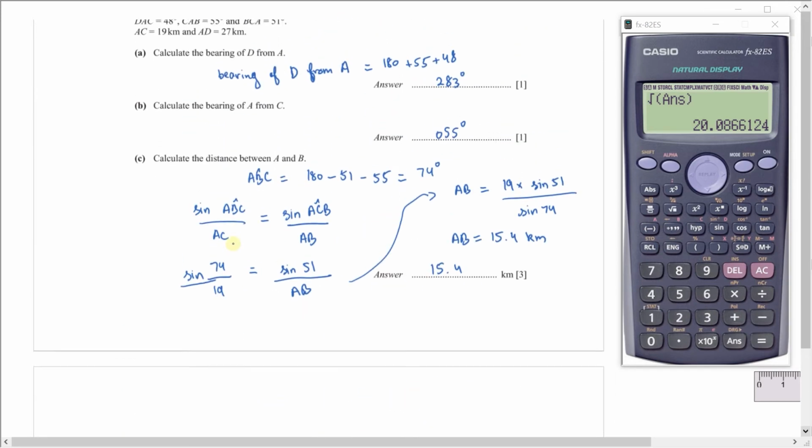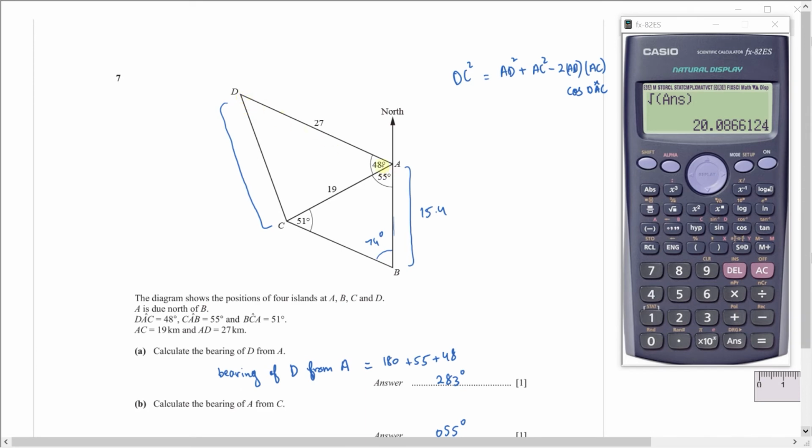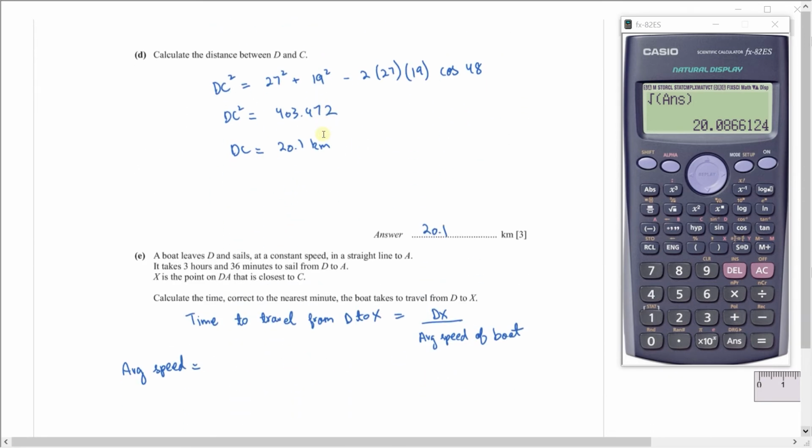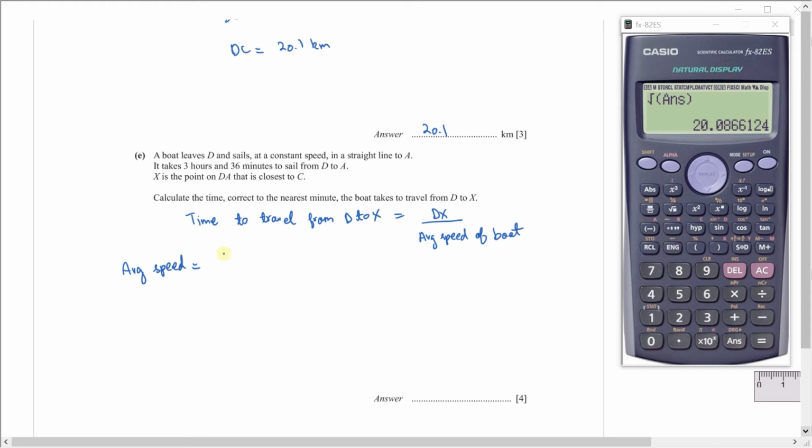So we are told that it takes 3 hours 36 minutes to sail from D to A. D to A is 27 kilometers. So we know the distance is 27 kilometers and it takes 3 hours and 36 minutes. So let me first convert 36 minutes into hours as well. 36 minutes equals 36 divided by 60, which is 0.6 hours. So the total time taken to travel from D to A is 3 plus 0.6, which will be 3.6 hours.